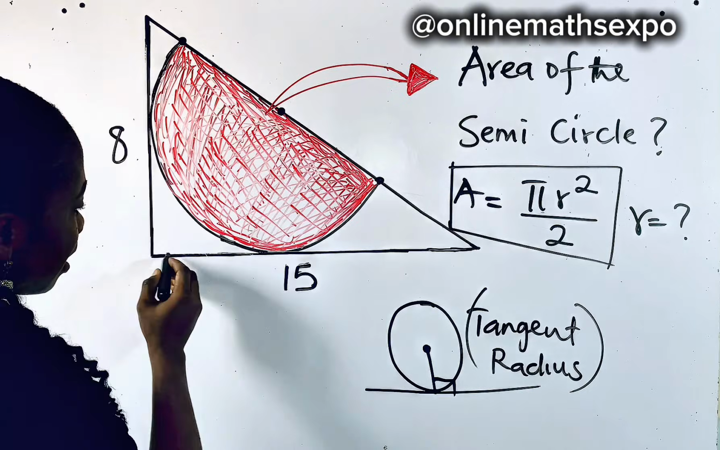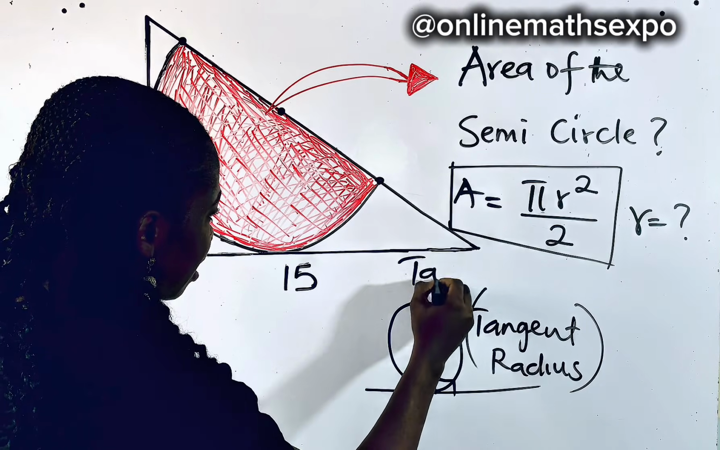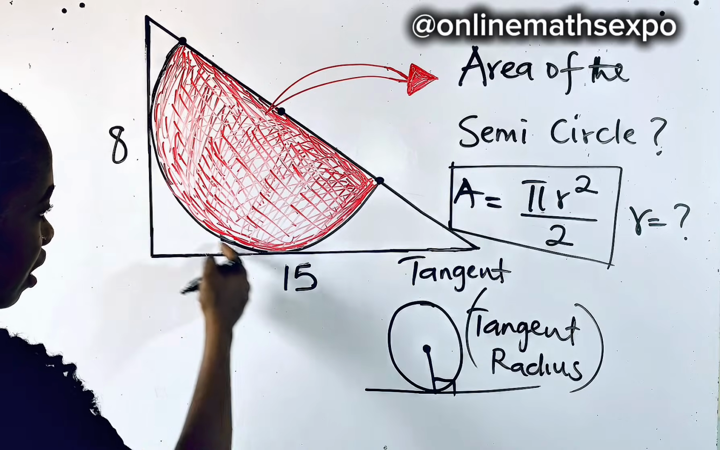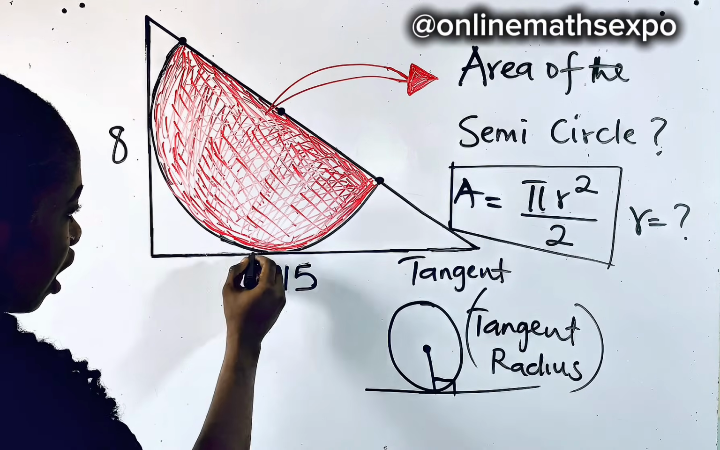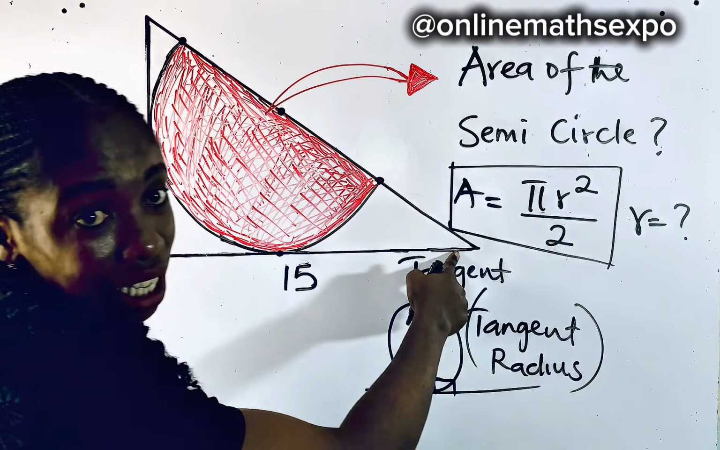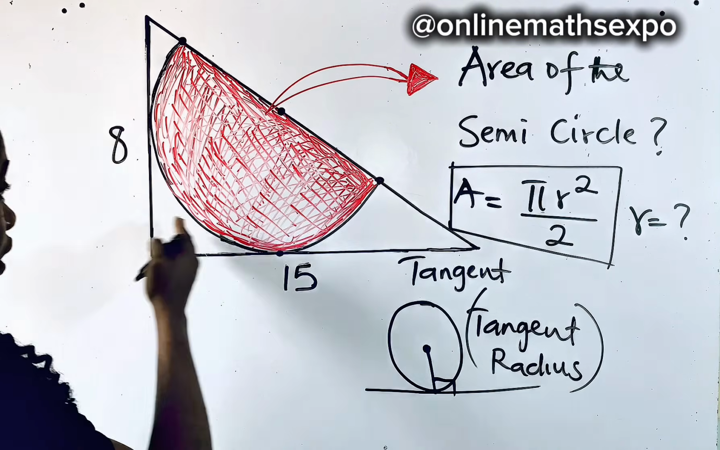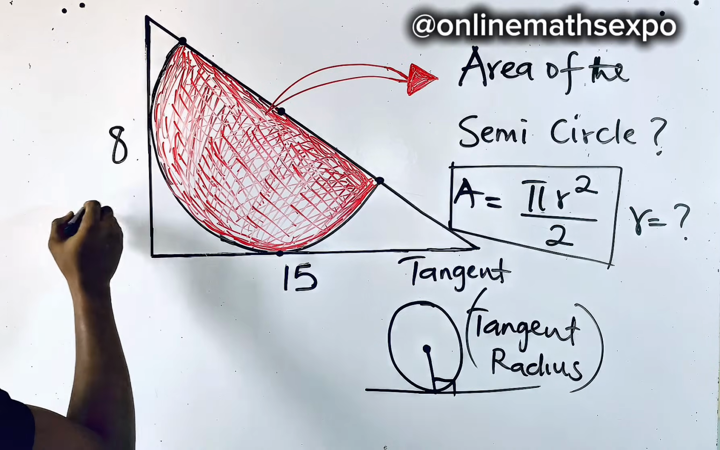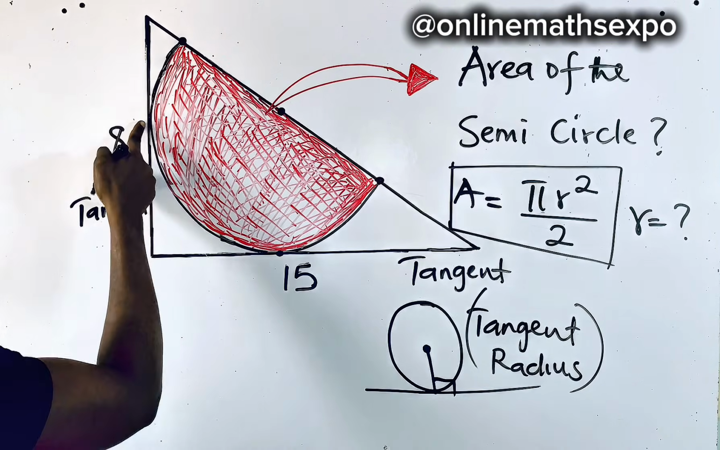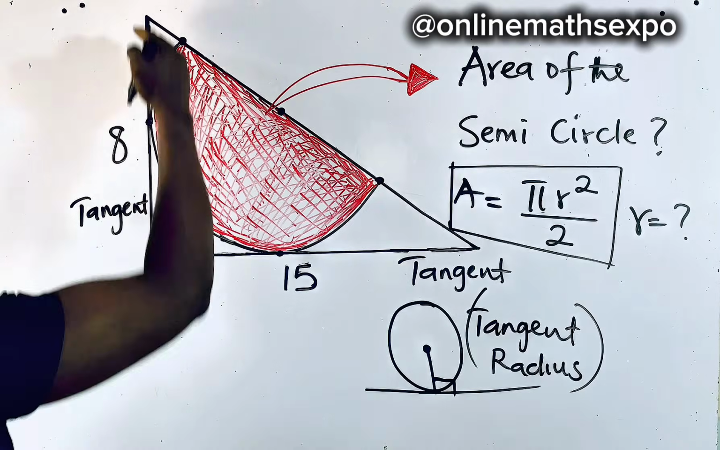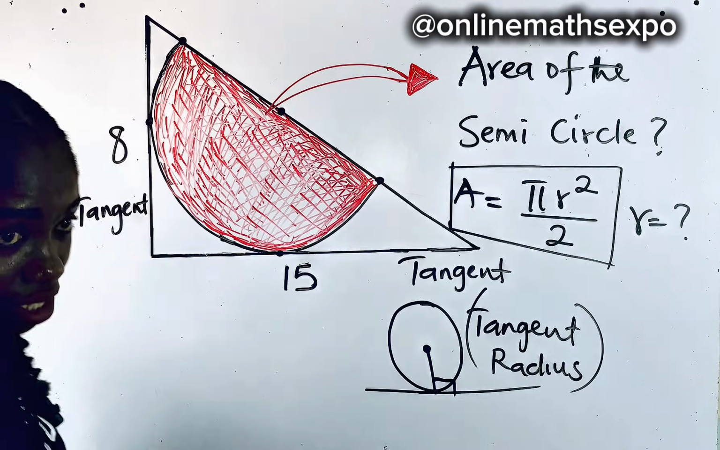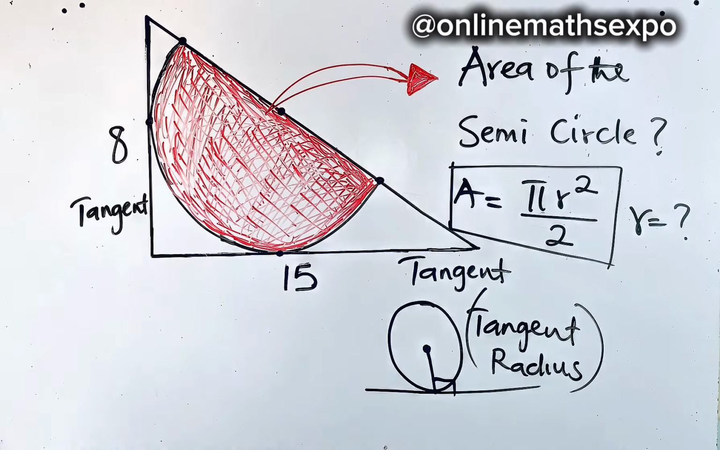Remember also, this line is a tangent line because the arc of this semicircle, which is part of the circumference, is touching this line at this point. So automatically, this line becomes a tangent line to the semicircle. This line also is a tangent line because it's also touching the circumference at this point. Did you see that? But this is not a tangent line since it is passing through the center. Now, what do you do?